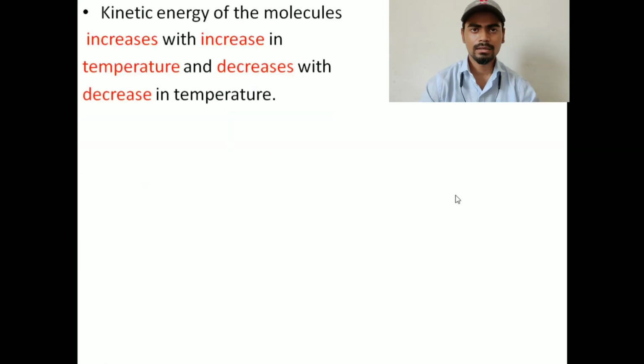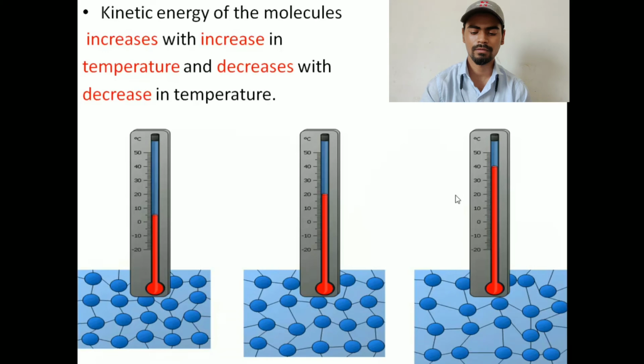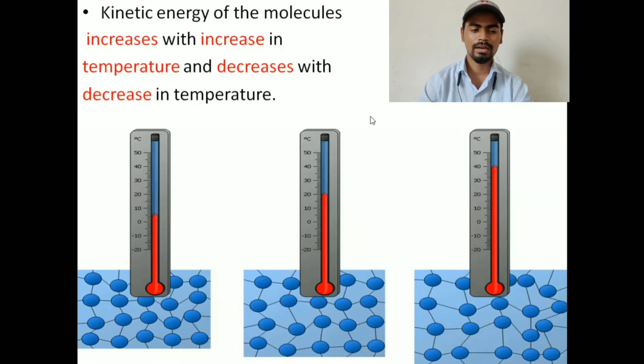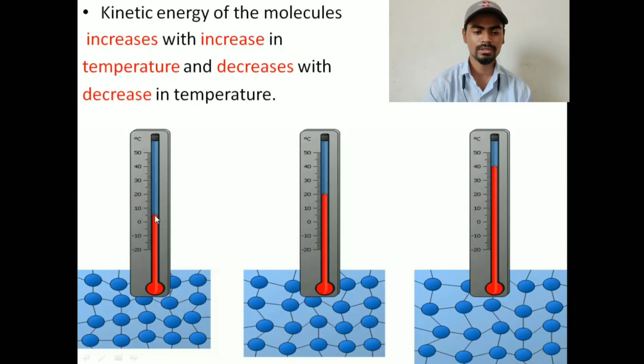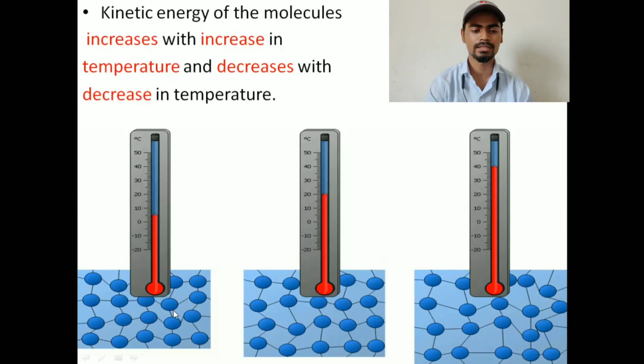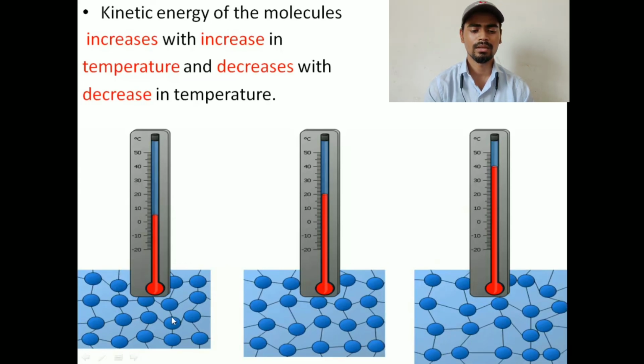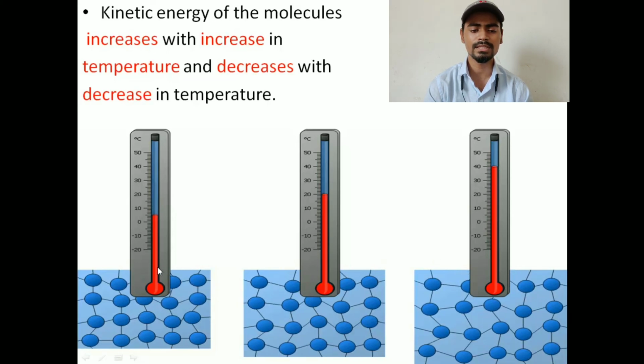Now the next and the final point of the kinetic theory of matter is that the kinetic energy of the molecules increases with the increase in temperature and decreases with the decrease in temperature. So let us understand with the help of this figure. Now look at this diagram. Initially, from the left hand side, if I start, look at the temperature. It is almost 5 degrees Celsius, and the movement of the molecules is very less, or say the kinetic energy of the molecules is less.